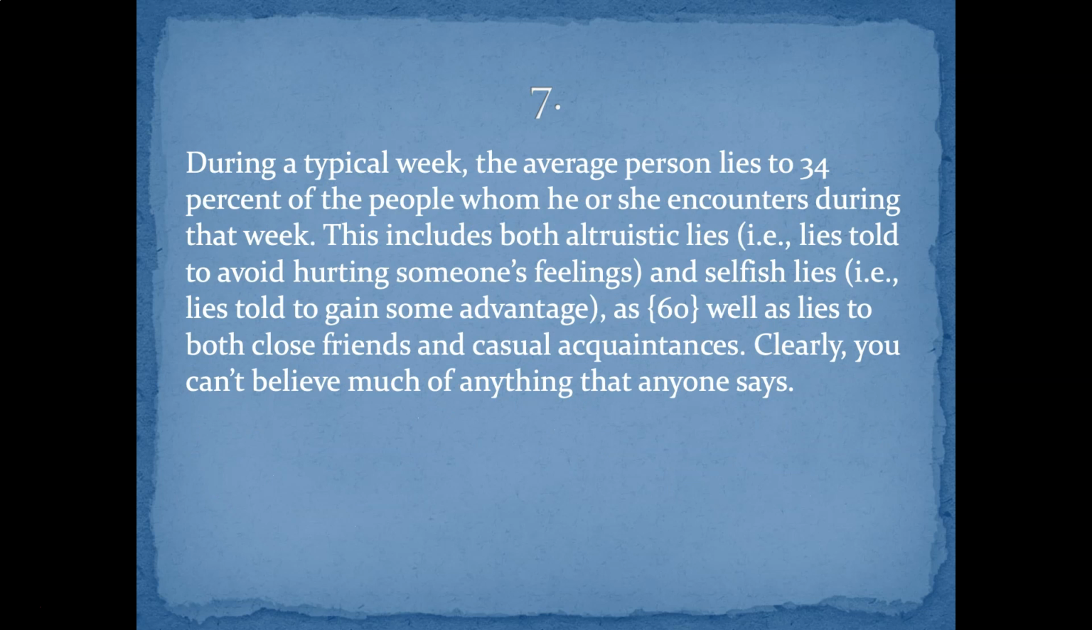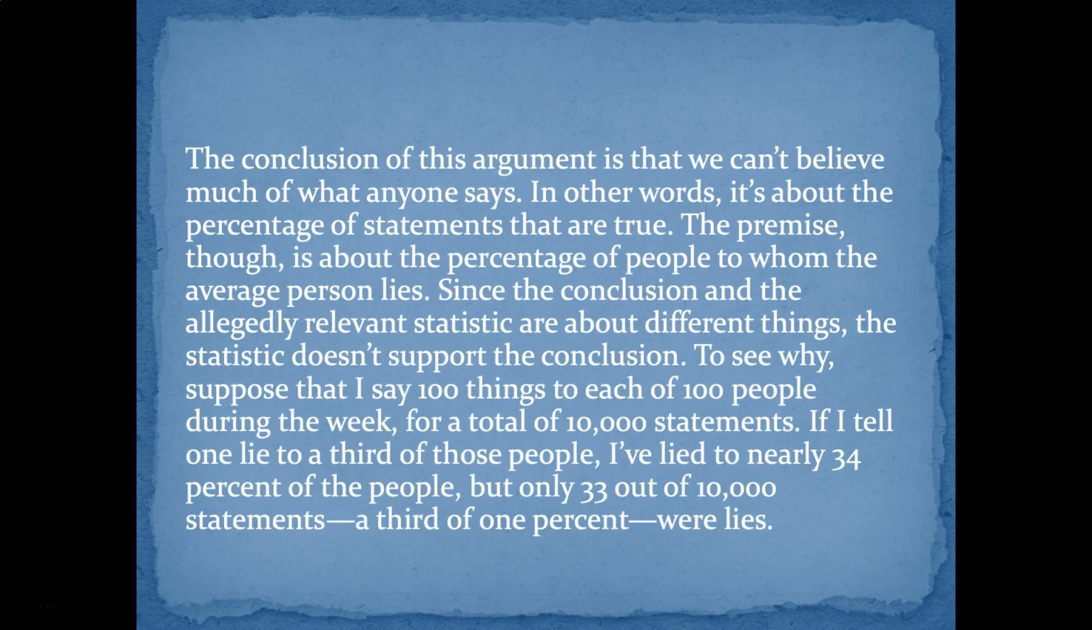All right, the final example. During a typical week, the average person lies to 34% of the people whom he or she encounters during that week. This includes both altruistic lies, i.e. lies told to avoid hurting someone's feelings, and selfish lies, for example, lies told to gain some advantage, as well as lies to both close friends and casual acquaintances. Clearly, you can't believe much of anything that anyone says.